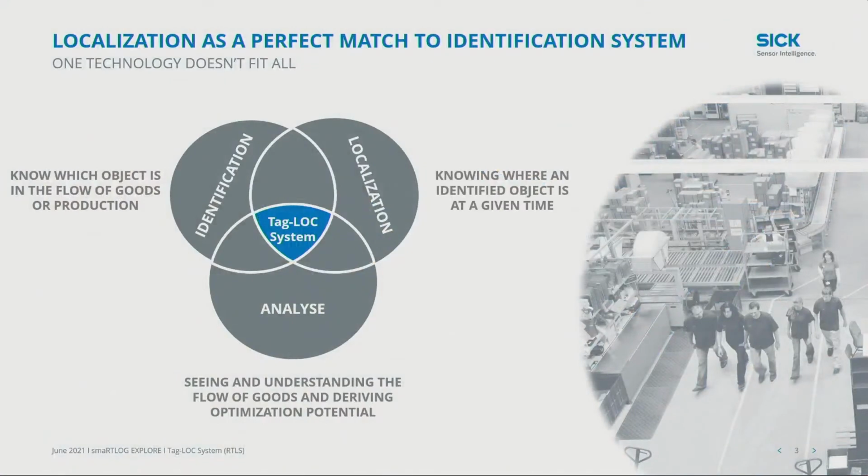Also, when we talk about digital supply projects, it's not that one technology fits everything. That's why we see the Tag-LOC system as a best fit. On one side, we get the information on which object is in the flow from our identification system. Also, localization data. We exceed the identification of the object, so where some object is at a given time in real time. Also, at the end, analytics is available, where we are able to understand and see the potential of flow optimization.